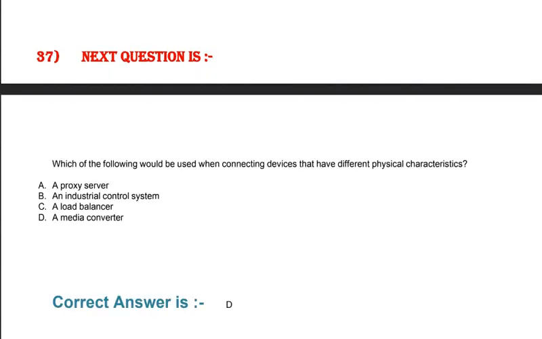Question is, which of the following would be used when connecting devices that have different physical characteristics? Option A, a proxy server. Option B, an industrial control system. Option C, a load balancer. Option D, a media converter. Correct answer is option D.